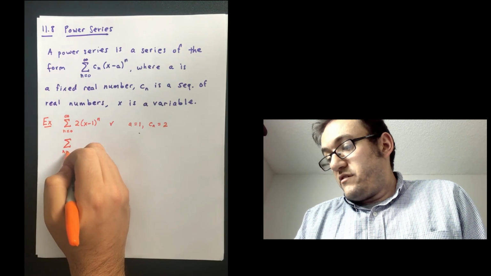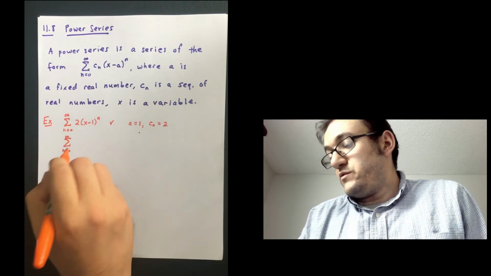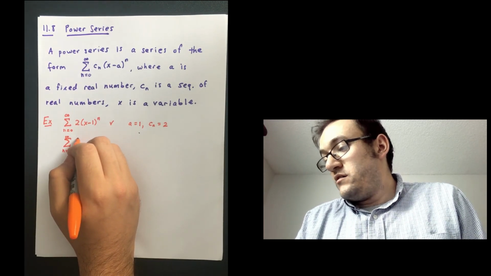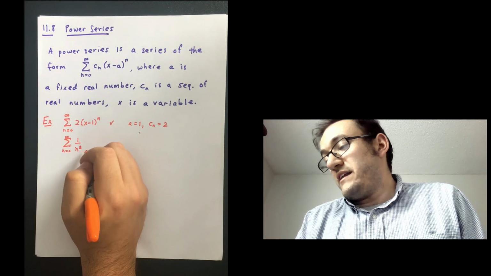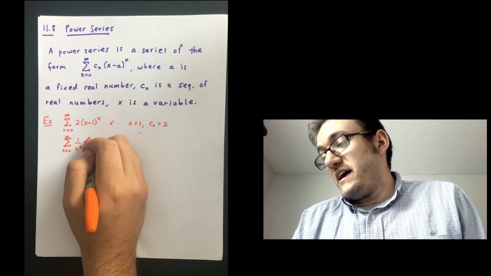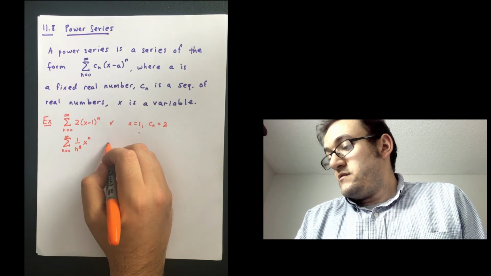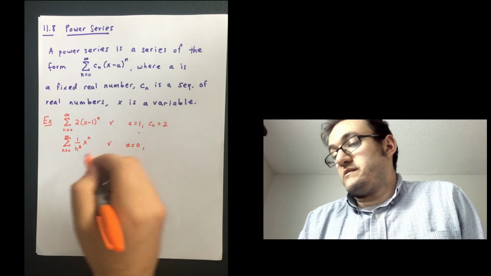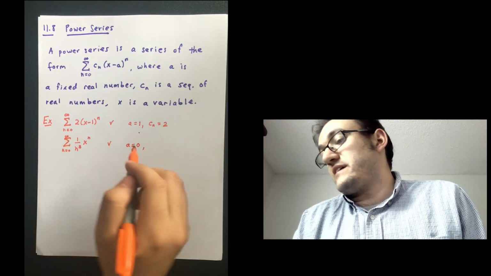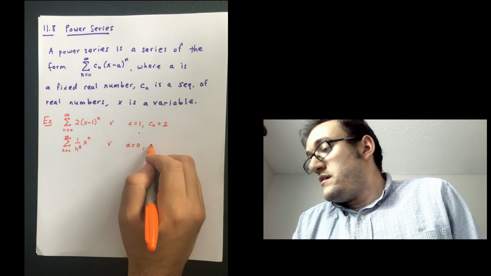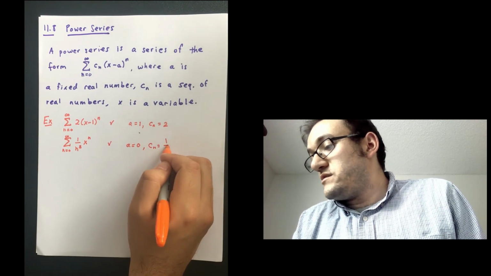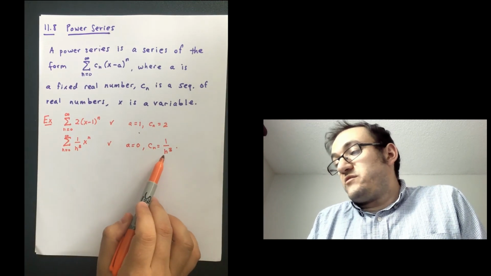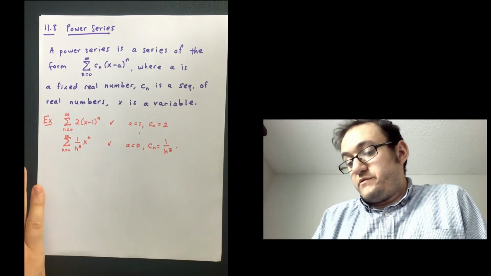Similarly, if I have n equals 0 to infinity, and now my sequence c sub n will be 1 over n cubed, times x to the n, this is also a power series because I have a equals 0, because there's no constant being subtracted from x, so we take that to be 0, and c sub n equals 1 over n cubed. Okay, this doesn't have to be a constant number, it can be a sequence of real numbers.